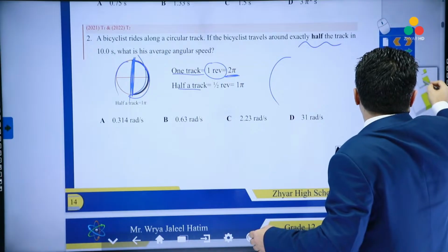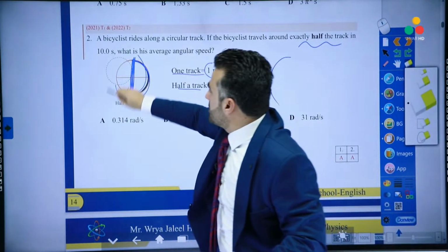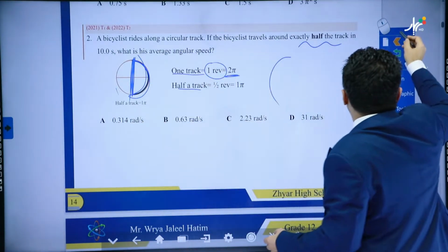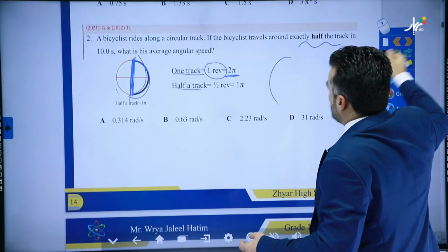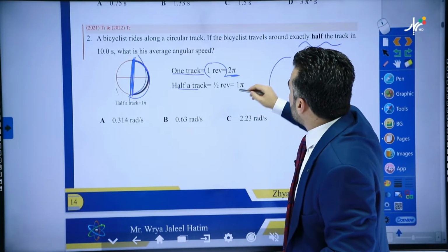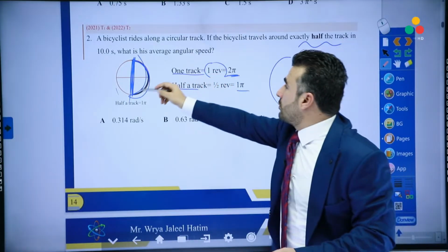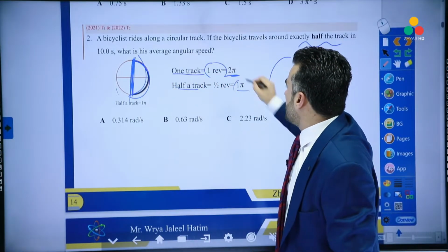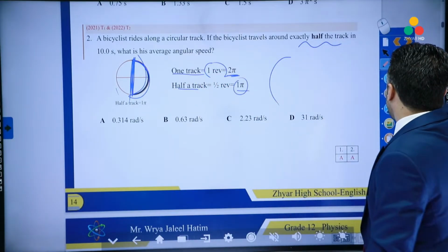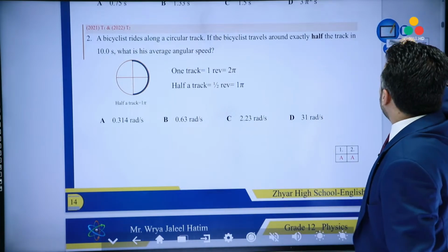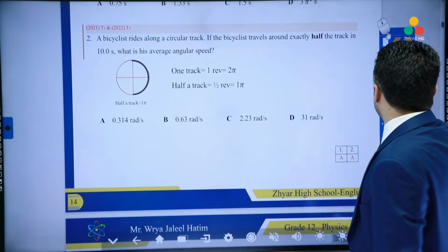Let me erase the other part. All right, so half a revolution clearly equals 1 pi. If one full circle is 2 pi, half of it is going to be 1 pi. Of course, now I believe you know the rest, but let me do it still.